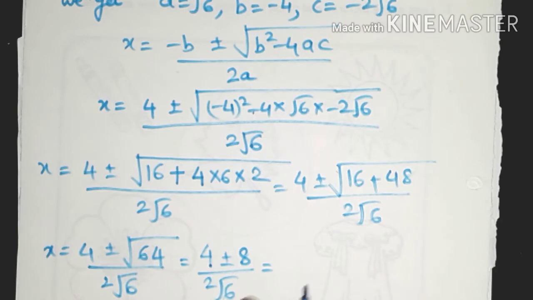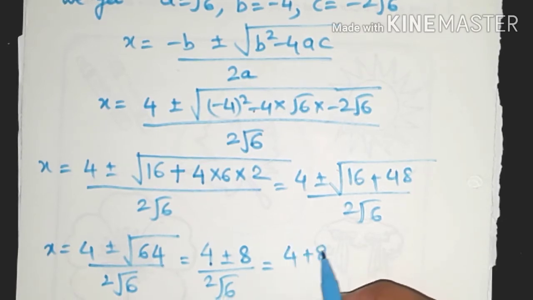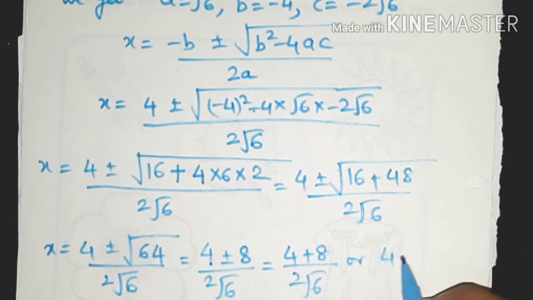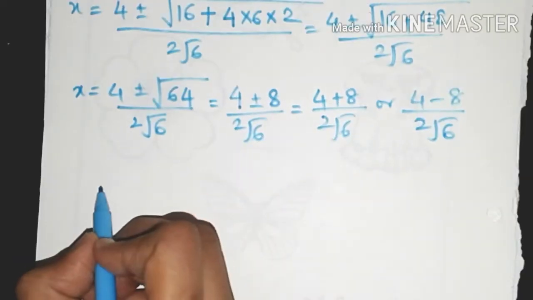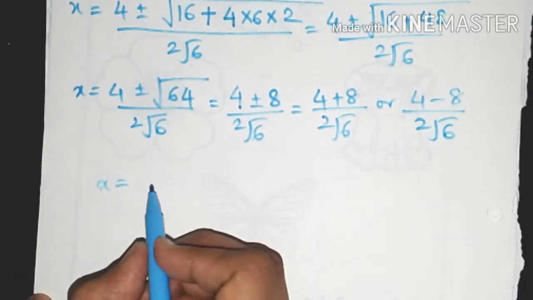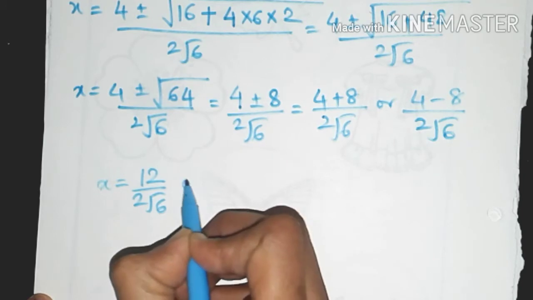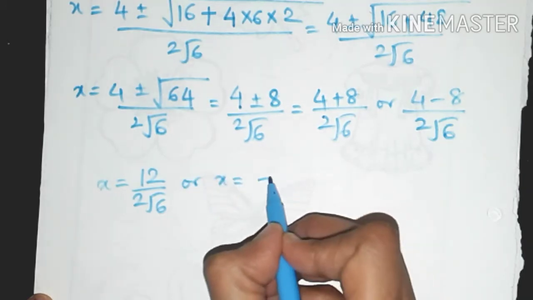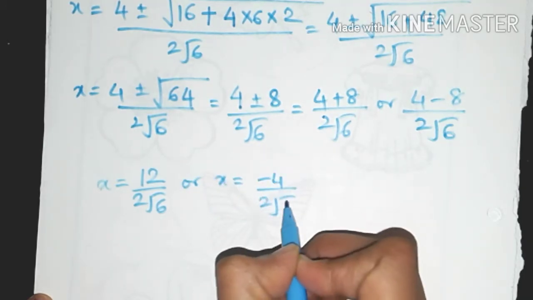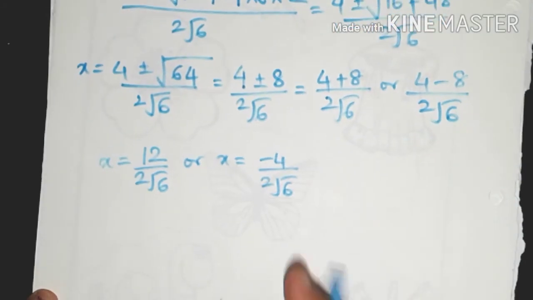So there are two options here. Either it will be 4 plus 8 upon 2 root 6 or 4 minus 8 upon 2 root 6. So the value of x is nothing but 4 plus 8 is 12 upon 2 root 6 or x is equal to, so these are the two possible values.